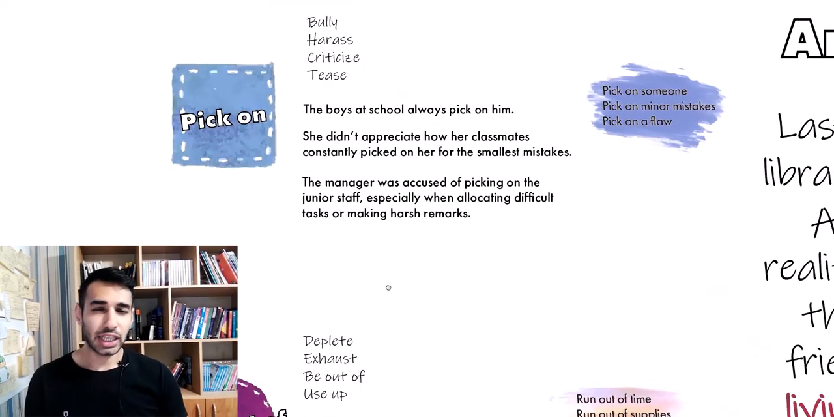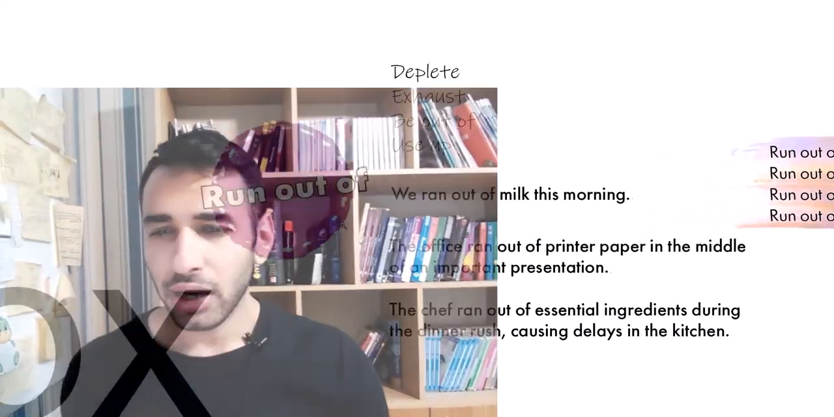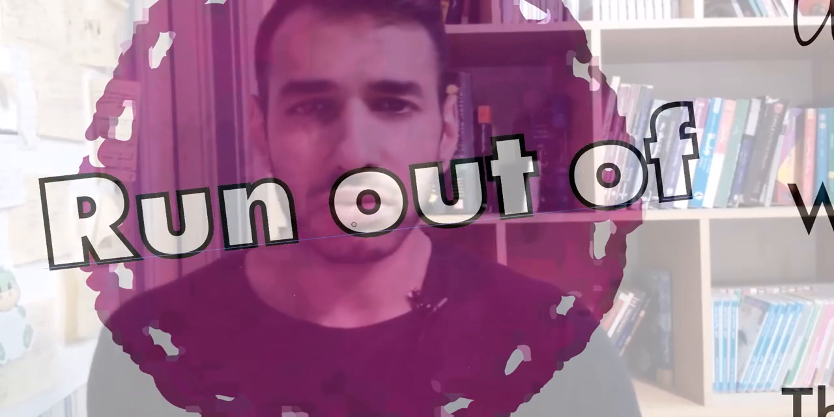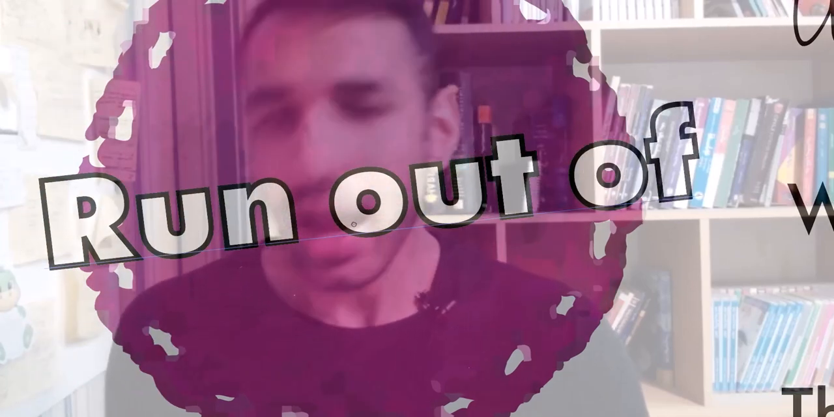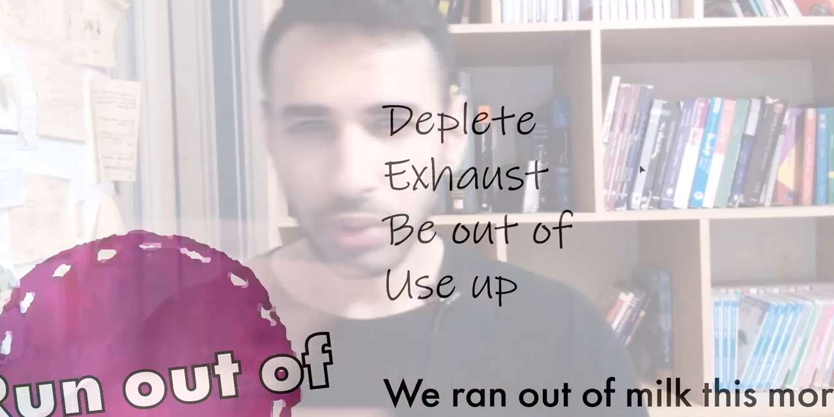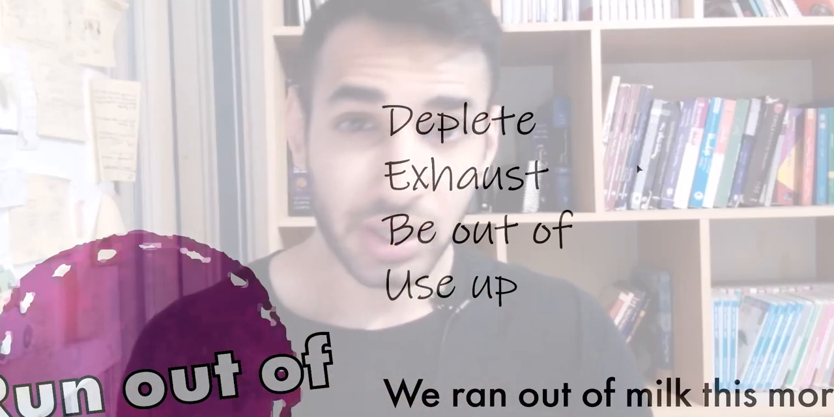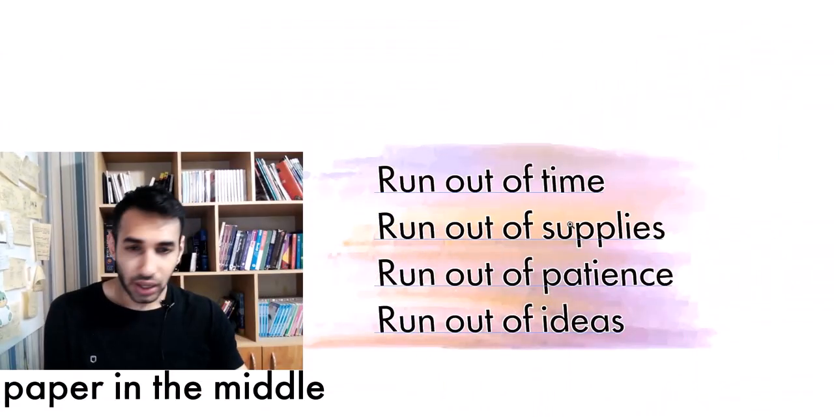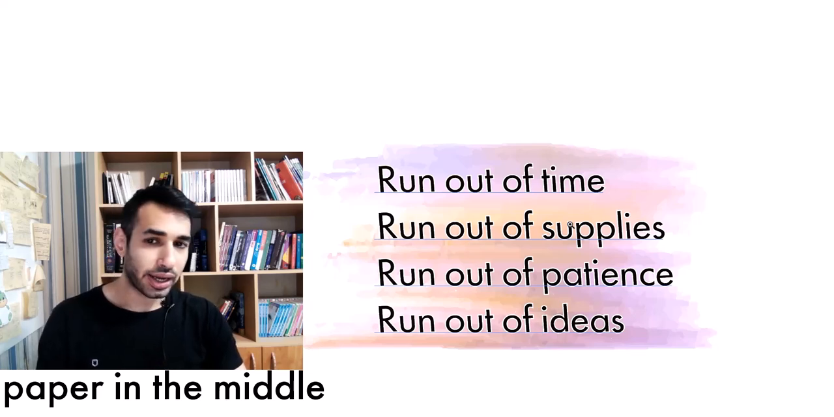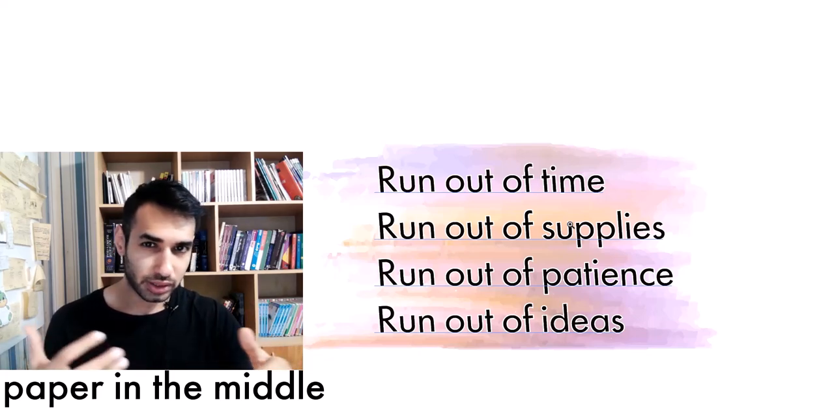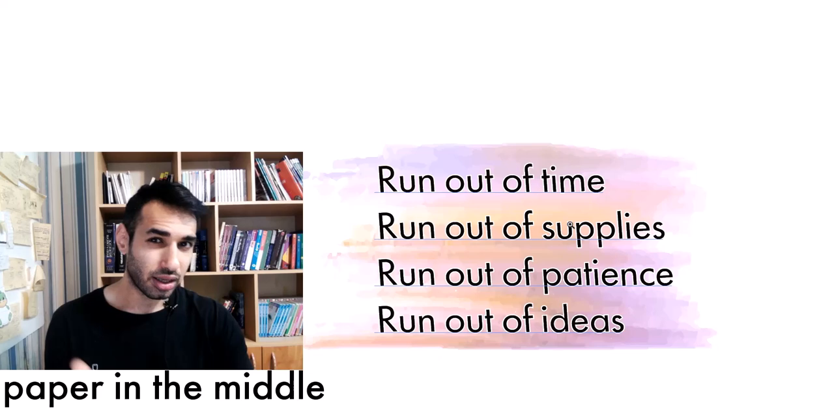Okay, so this was our first word. Second, run out of. Run out of means finish something, be out of something, deplete, exhaust, use up, use all of something so you don't have any of that anymore. For example, run out of time means when you don't have time, you say I'm out of time, I am running out of time. Or running out of supplies means your supplies are depleting, they are reaching their end.